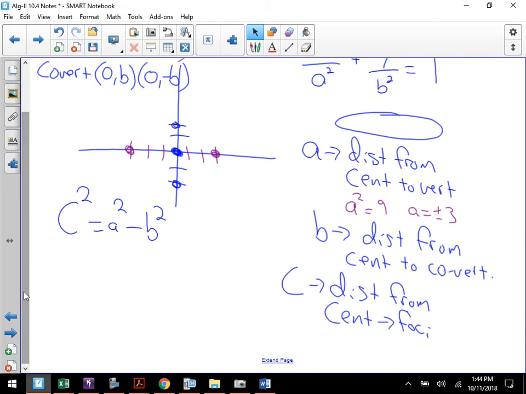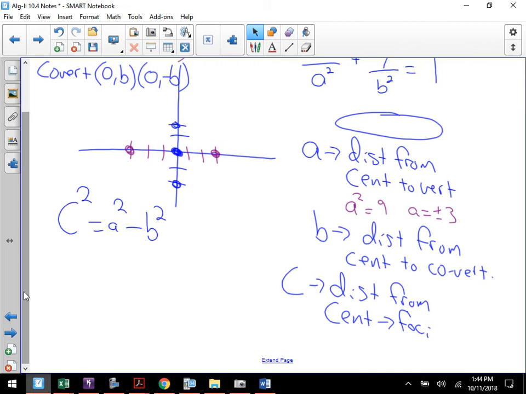Yes. C is the distance from the center to the focus. And when we start plotting values, you'll see. I don't want to hate these words, C, but you'll observe where it comes from.